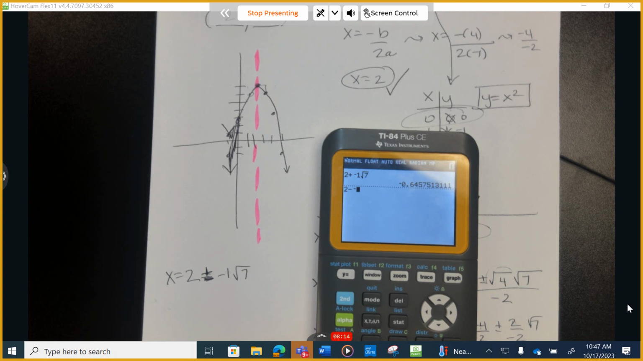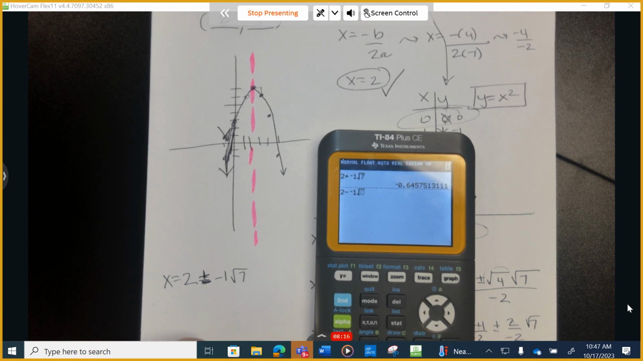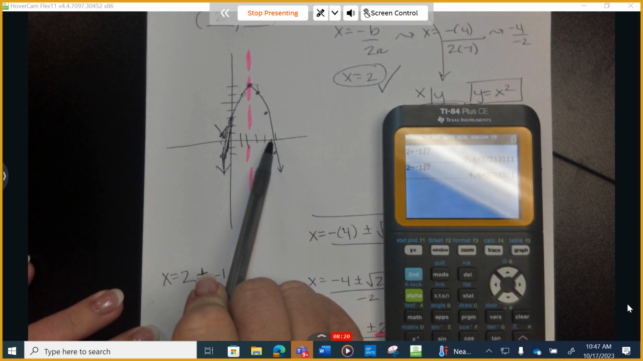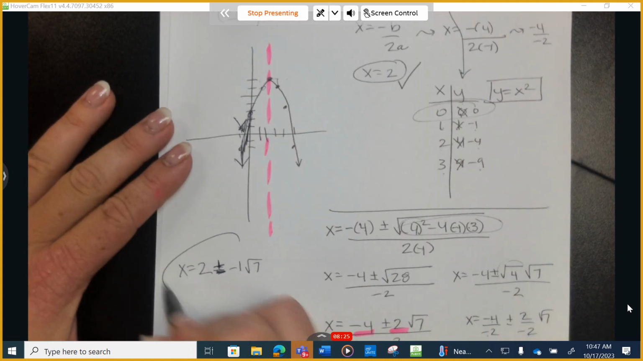2 subtract -1 square root of 7. The other one looks like it's not quite 5. 1, 2, 3, 4, 5. Do you see how it's just not quite 5? I agree. This looks like I have a reasonably good answer.